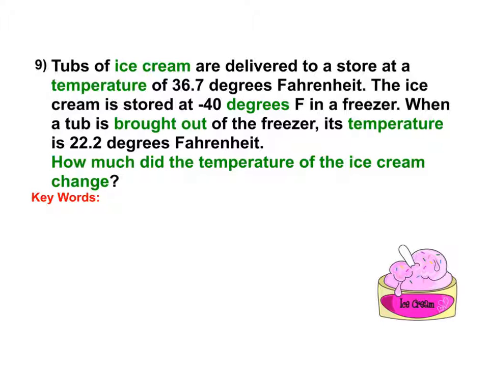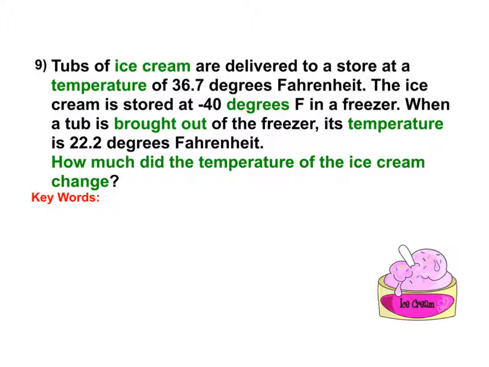Tubs of ice cream are delivered to a store at a temperature of 36.7 degrees Fahrenheit. The ice cream is stored at negative 40 degrees Fahrenheit in a freezer. When a tub is brought out of the freezer, its temperature is 22.2 degrees Fahrenheit. How much did the temperature of the ice cream change?